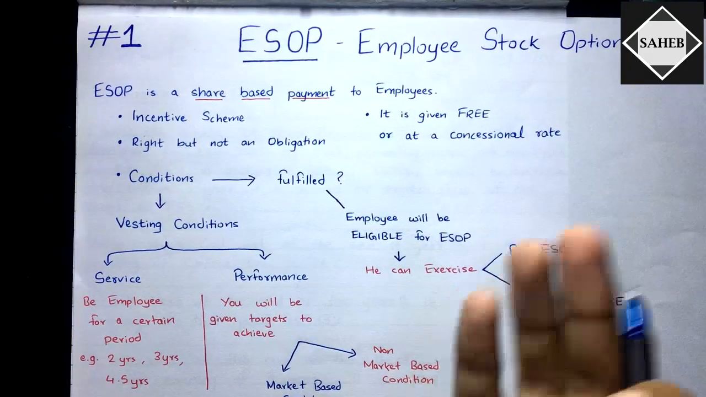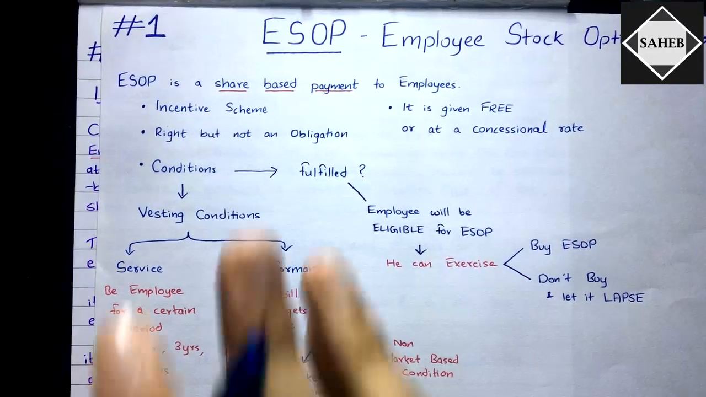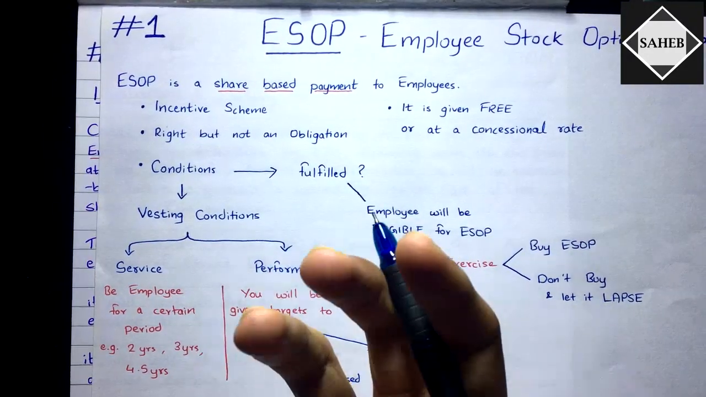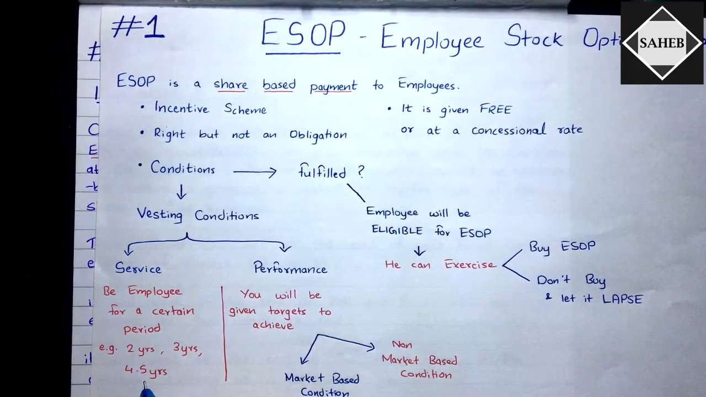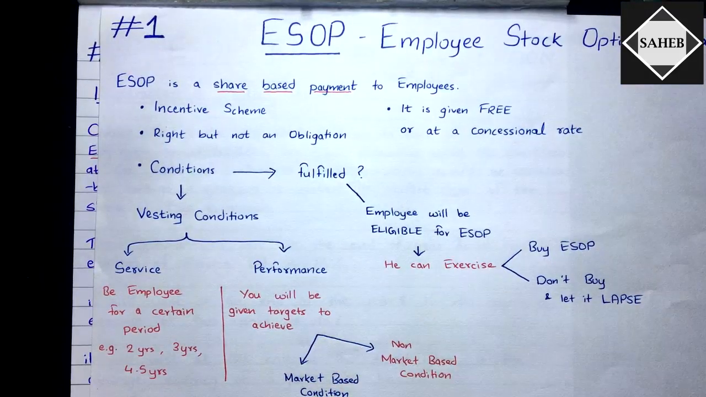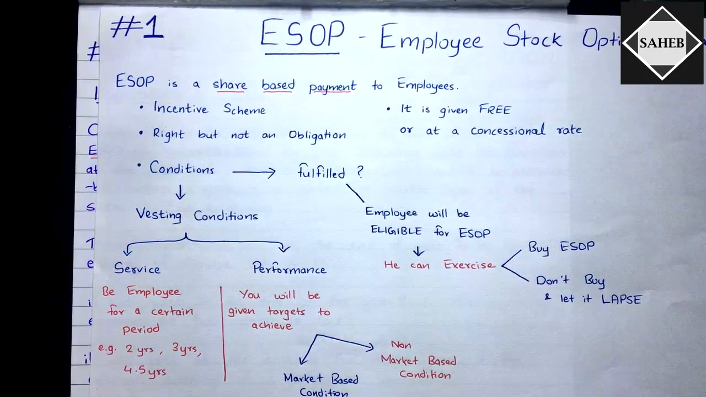Now in the previous 3 problems which we solved, there were service conditions, right? You have to be employed for a certain period, and the vesting period, the eligibility period, was fixed: 2 years, 3 years, 4.5 years, like that. You have to be employed for a certain period. If you leave our company in that vesting period, then your options will be of no use. It will get lapsed. Yes, that's what we saw in the previous 3 videos.